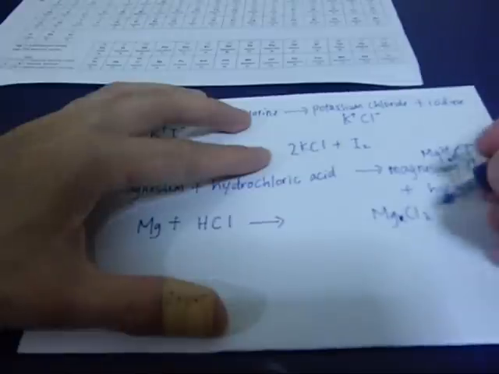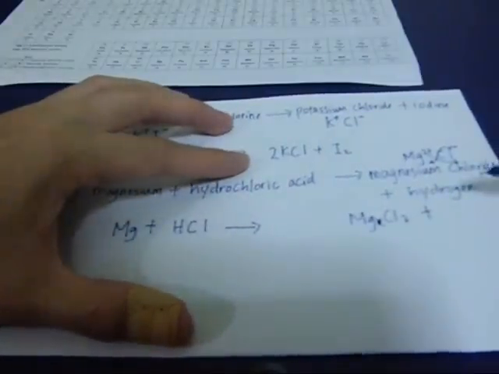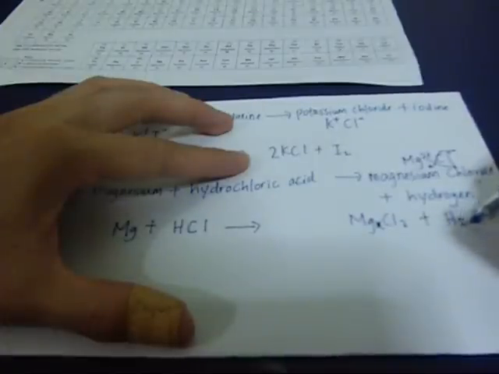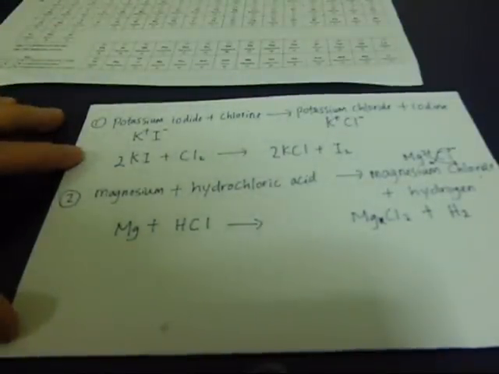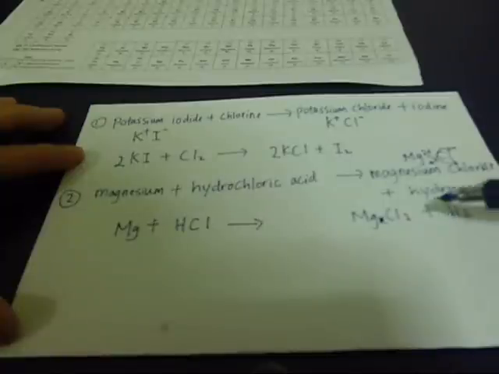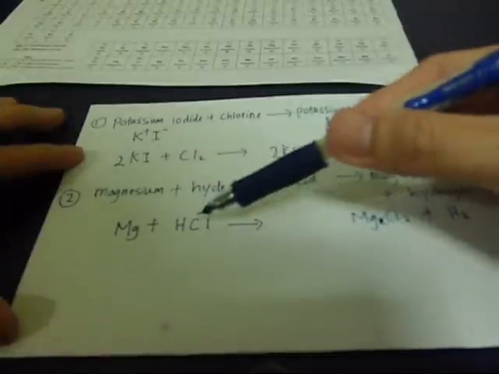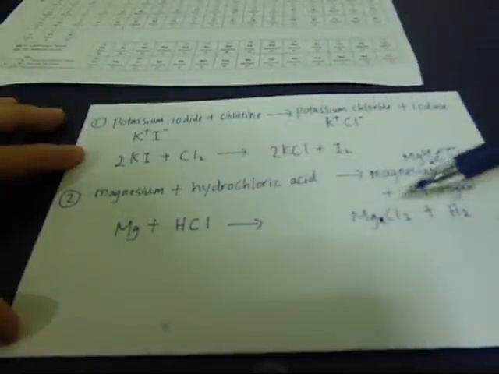Okay, MgCl2 plus hydrogen. Hydrogen exists in molecular form, so hydrogen is actually H2. So this is the chemical equation, but it is not balanced yet. So again, before you start balancing, make sure the individual substance chemical formula are all correct. They are all correct.